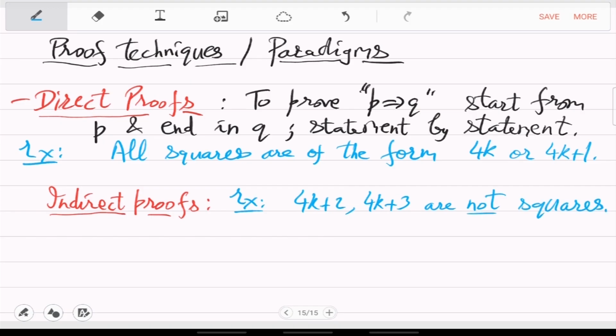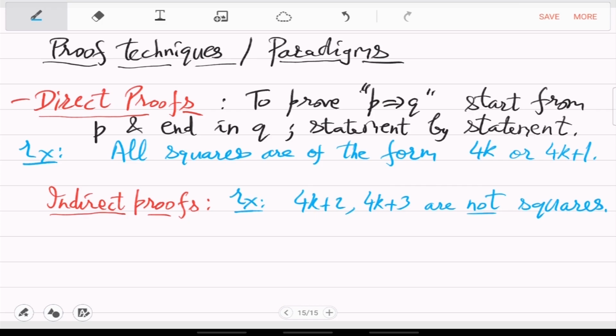Here if you took the direct approach, you would be stuck, because you have to somehow show that if 4k plus 3 is equal to n square, then there is no n. That seems pretty hard to show. How do you show that for any positive integer k, the square root of 4k plus 3 is not an integer? That's pretty hard. So how you start and proceed, you have to be very creative.